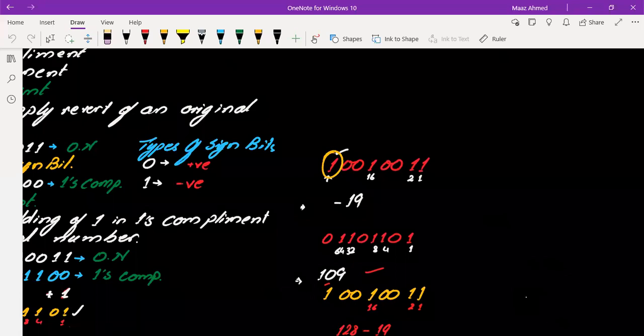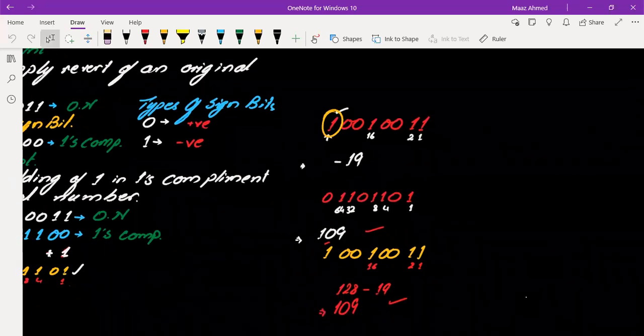Yes, sir. Sir, you never add the sign bit. Right, we do not need to add the sign bit. I just added up 16, 2, and 1. And the sign bit is just representing a sign, okay?